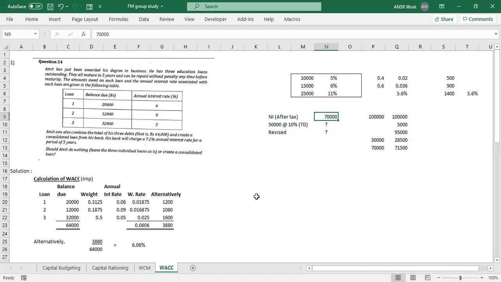I'll tell you the question once more. You have the net income after tax, after depreciation, after everything, that is 70,000. We have missed to report one of the loans that we have, and we have paid interest on it. The loan amount is 50,000 and the interest rate is 10%. You tell me what is the revised net income?